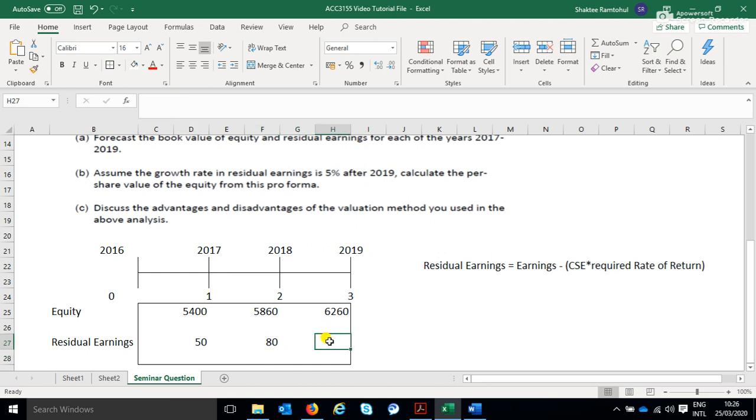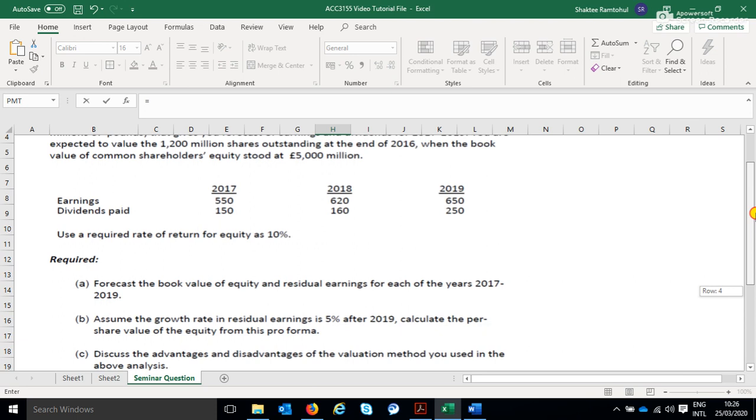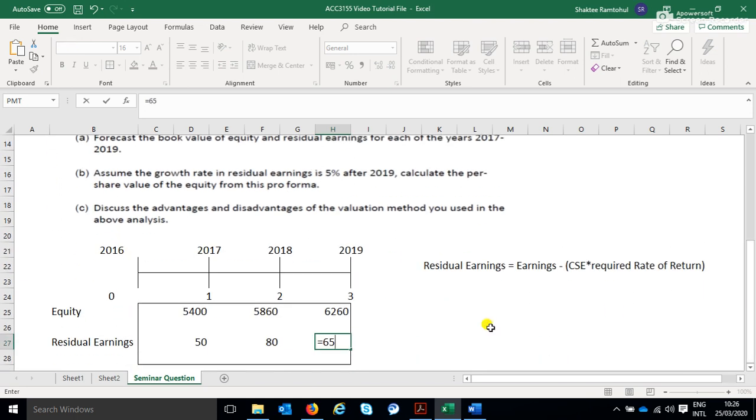Let's complete it for 2019. What is the earnings for 2019? The earnings is 650. So 650 minus the equity figure that was reinvested in 2019, which was the one at close of 2018, 5,860, multiplied by 10%. And that gives you a residual earnings of 64.